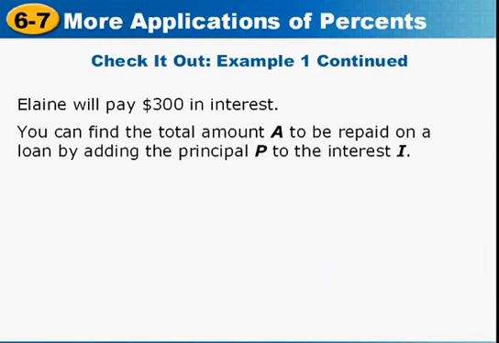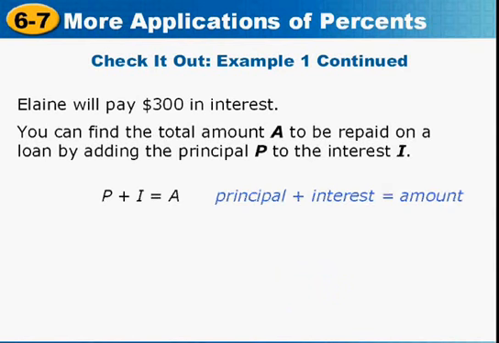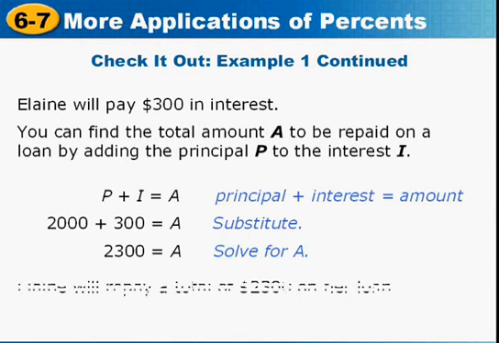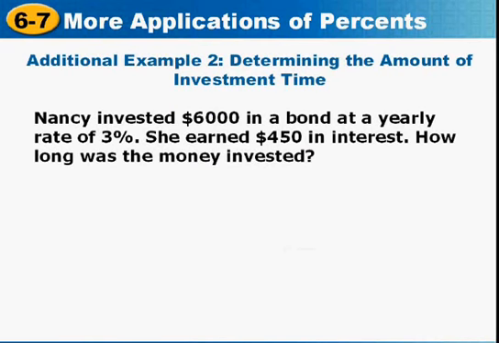We still need to add it to the principal, so that way we can get our total amount, which is $2,300. So Elaine's going to repay a total of $2,300 on her loan if she pays it off in 3 years, because sometimes you can pay off a loan early. But next example, we're going to be talking about investments now.